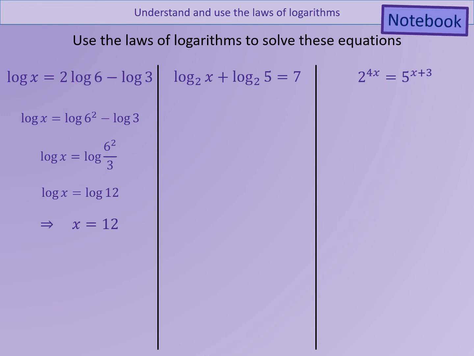So moving on to number 2, and in number 2 I have a different base. I have log to base 2, but that doesn't matter. The first step I am going to do is use my first law of logarithms to combine these two together. I've got no coefficient, so it's okay just to simply add these two logs together and end up with log to base 2 of 5x.